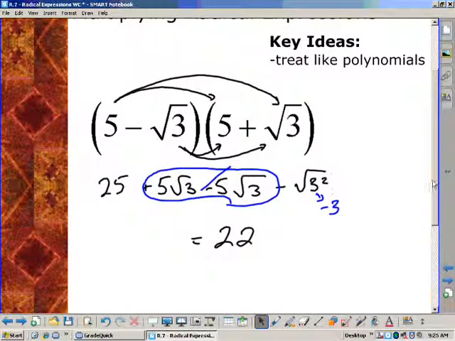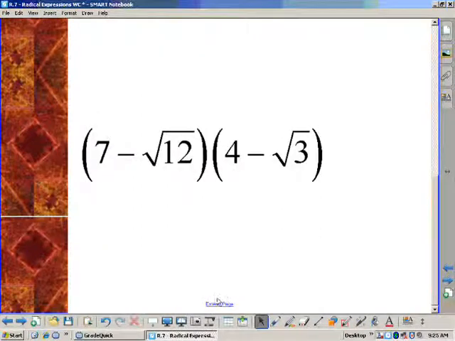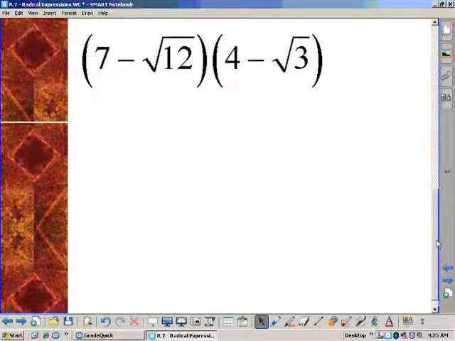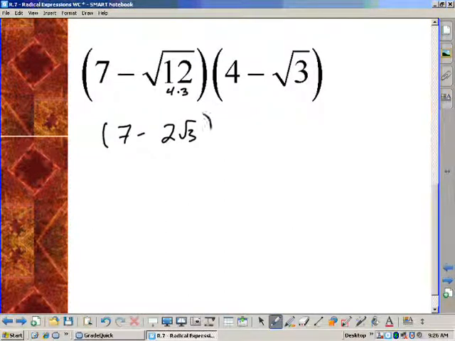Sometimes it's not going to all come out so nice and neat as that. It'll get a little bit messier, and that's okay. You've got 2 options here, by the way. You can either multiply this out first and then worry about simplifying the square root of 12, or you can worry about simplifying the square root of 12 right now. Since I know that this is going to break down into 4 and 3, I'm going to go ahead and change this to 7 minus 2 square root of 3 times 4 minus square root of 3. So when I multiply this out now, I can worry about this is going to become 2 times 3.